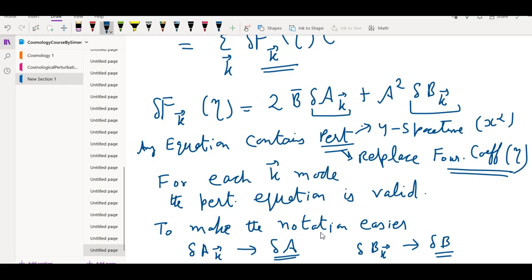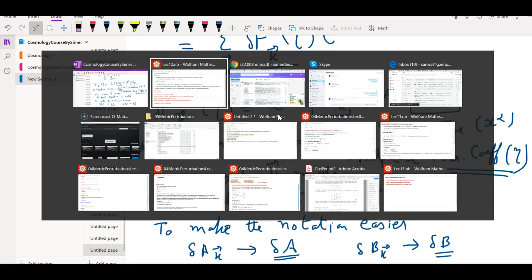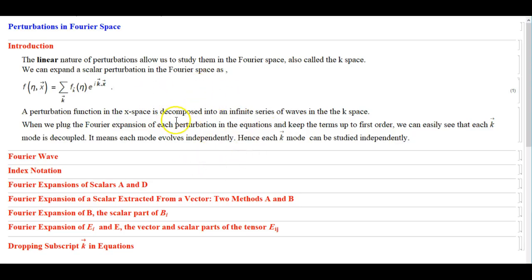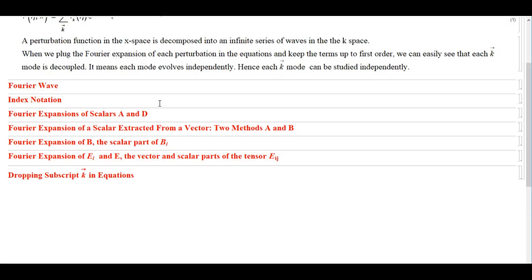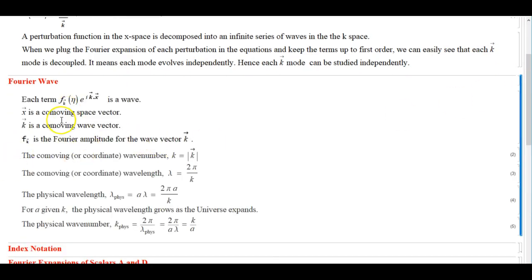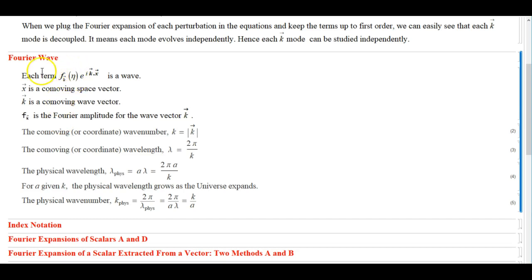Okay. Now let's see what else we can do in the Fourier space, before we look at the application of all this Fourier expansion in the cosmological perturbation theory. Okay, let's review this basic terminology which you have seen in other courses as well.